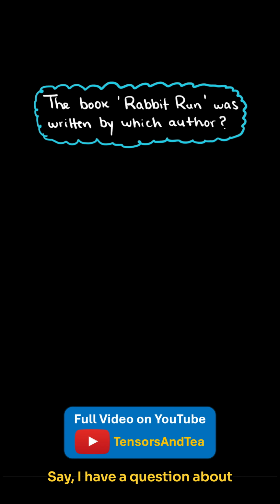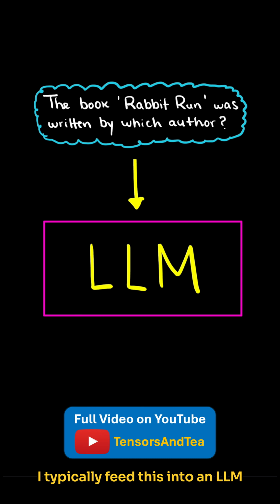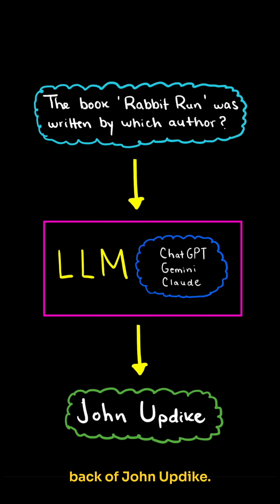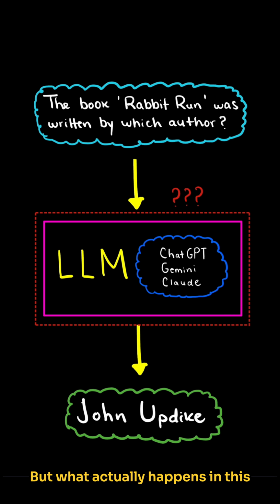How do large language models actually work? Say I have a question about who wrote the book Rabbit Run. I typically feed this into an LLM such as ChatGPT, Gemini, or Claude, and I would get my answer back of John Updike. But what actually happens in this middle step?